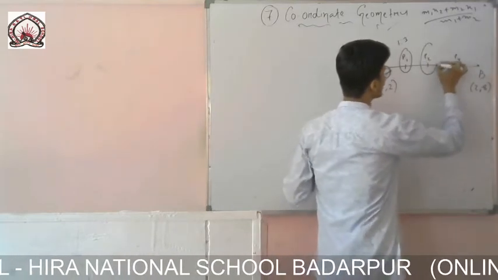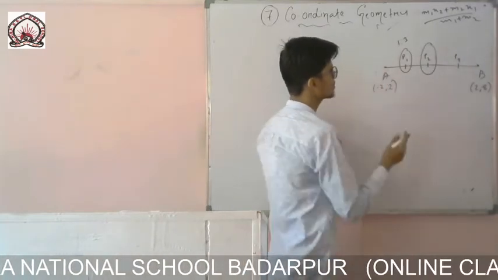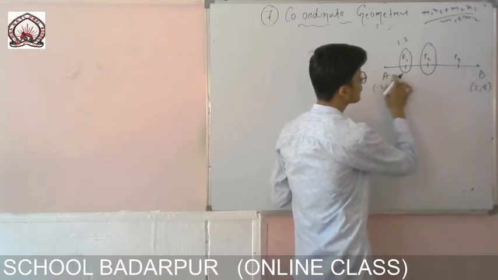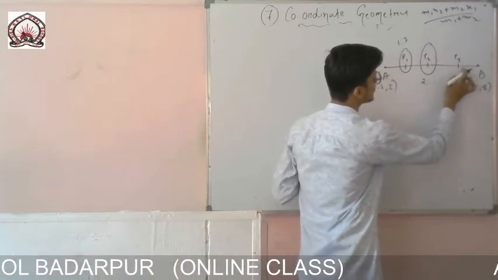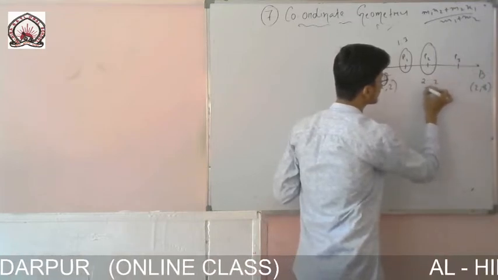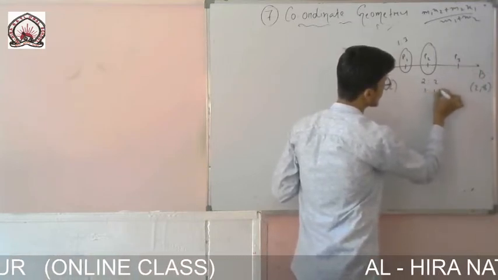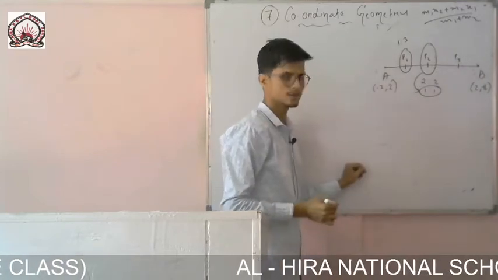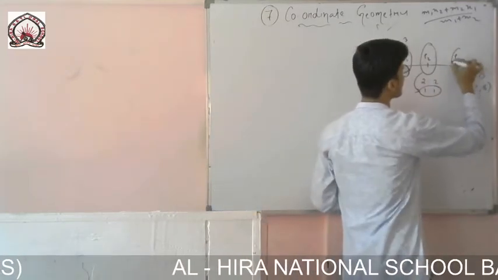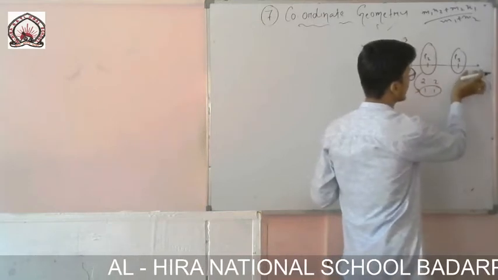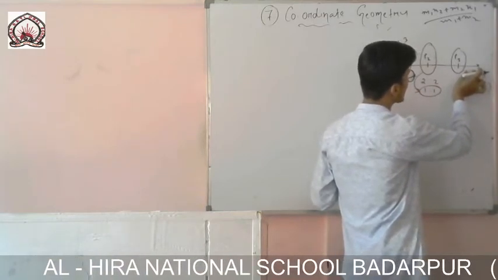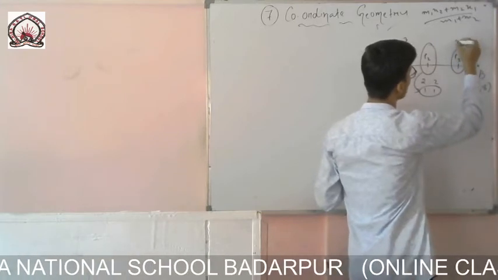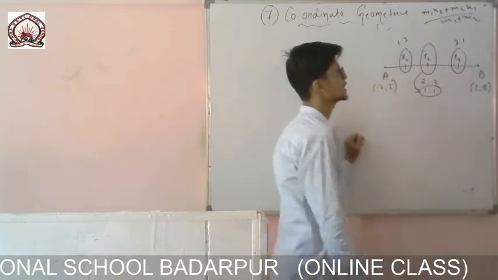For P2 what will be the ratio? You see, this side of P2 how many parts? 1, 2 parts are there, and on the other side there are how many parts? 2 parts. So 2:2. That means if I cancel it, it will be 1:1. So the ratio of this one will be 1:1. And for P3, here only 1 part is there, and on the other side there are 1 part, 2 part, 3 part. That means for P3 it will be 3:1.